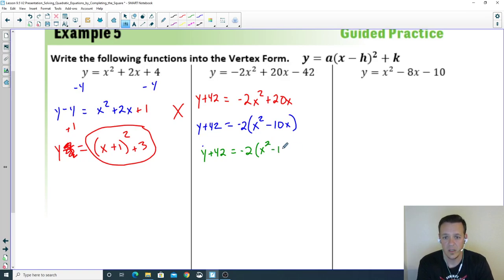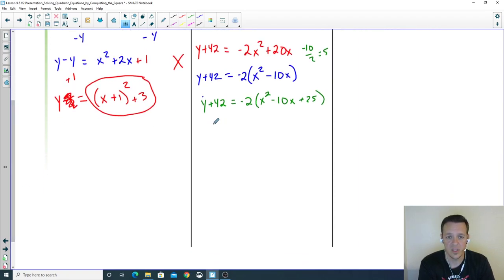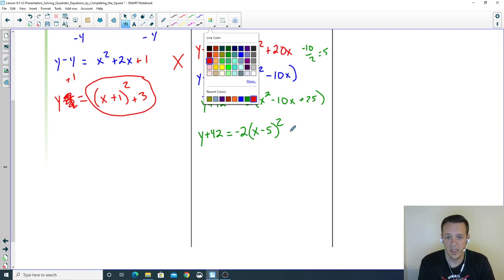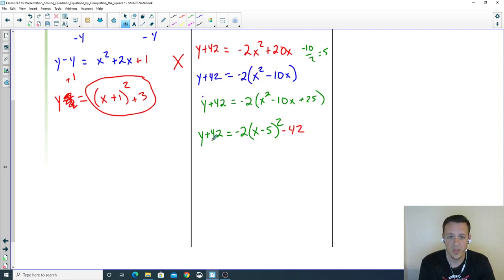Figure them out, guys. All right, so this would be negative, and then what number do you add? Remember, it's negative 10 divided by 2, that's 5. You square that. That's a plus 25. And now you have your setup. Okay, so this is going to be y plus 42 equals negative 2 times x minus 5 squared. And then I'm just going to cheat the system here and go negative 42, scratch that off, and there's your vertex form right there.